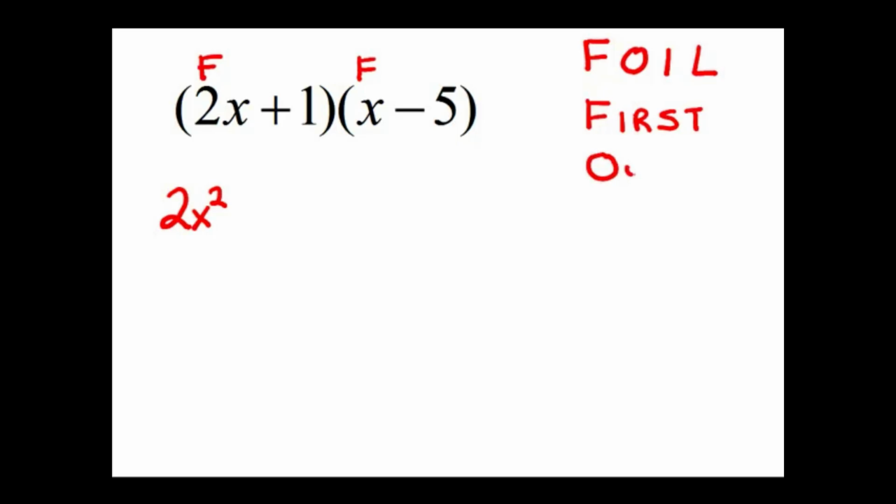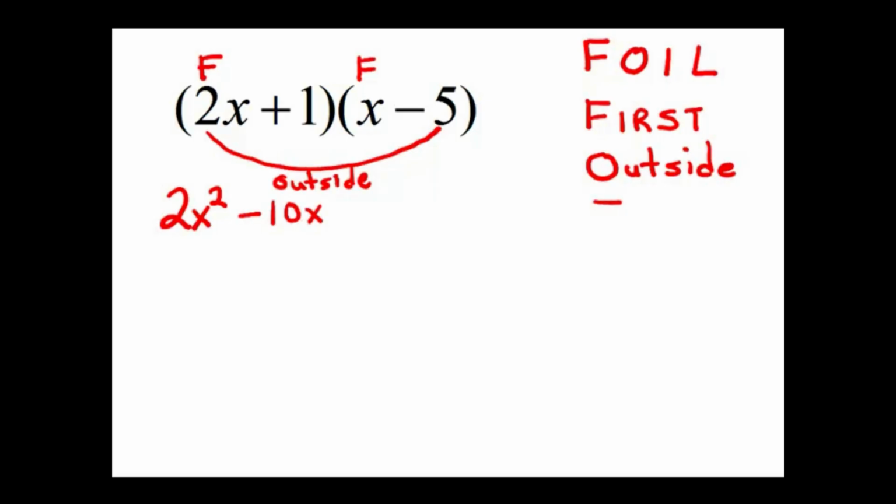Then we'll do the outside or the outer. Remember, you always take one term from each set of parentheses. So the 2x is an outside term and the minus 5 is an outside term. They're on the outside edge. So we'll multiply those. So 2x times negative 5 will be a negative 10x. Then we'll do the inside or inner, which will be 1 and x. Those are the inside. So we're going to multiply those. 1 times x is x.